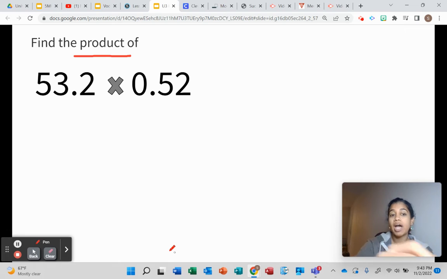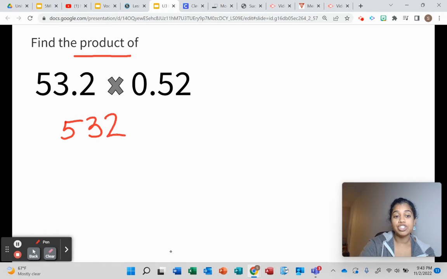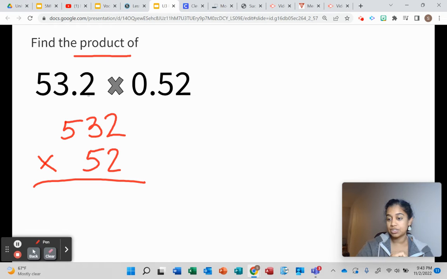So what we're actually going to do is I'm going to rewrite this as 532 times 52, because we've gotten rid of our decimals. Okay, so this is how we're going to rewrite it. Right now, we're going to pretend like they don't exist.